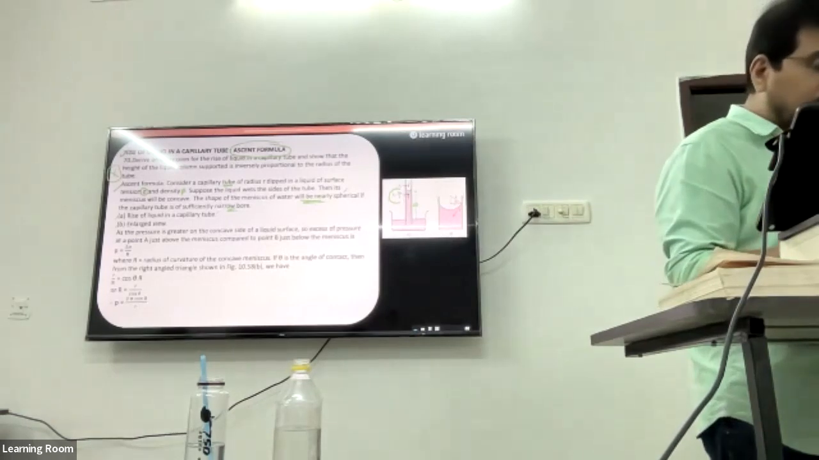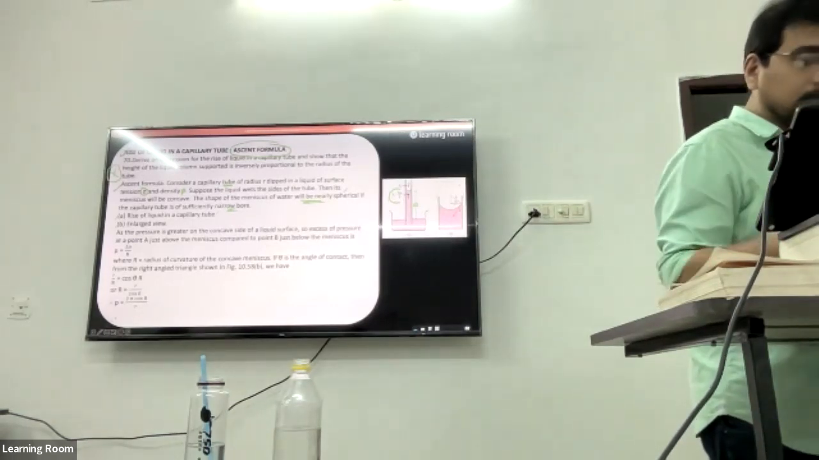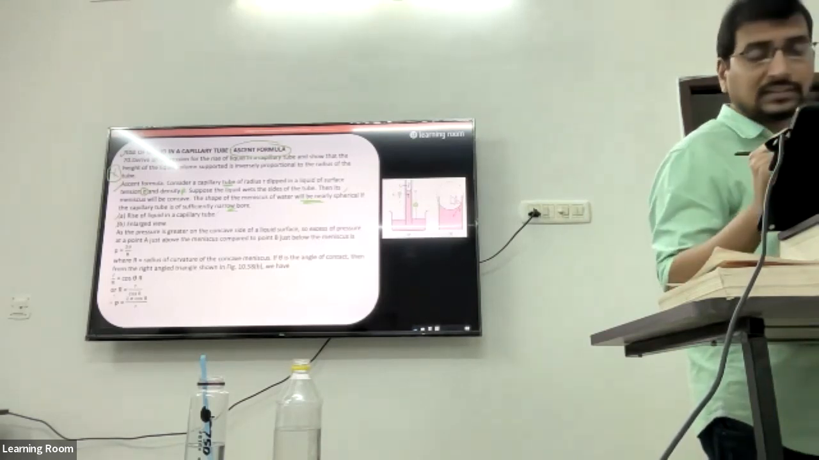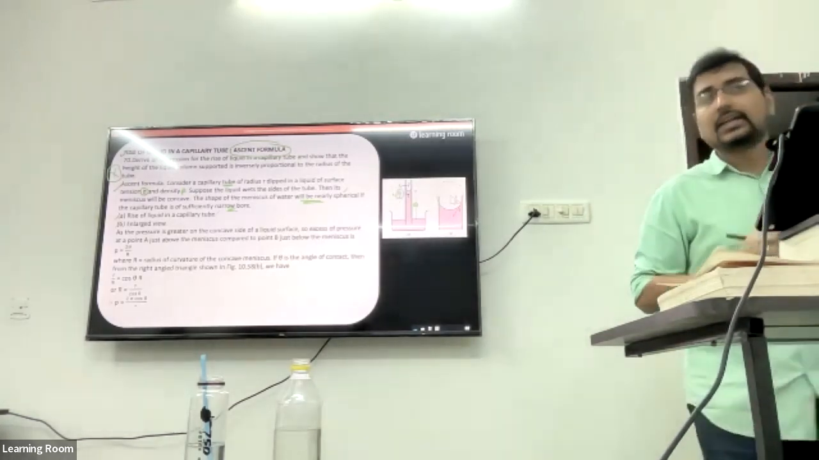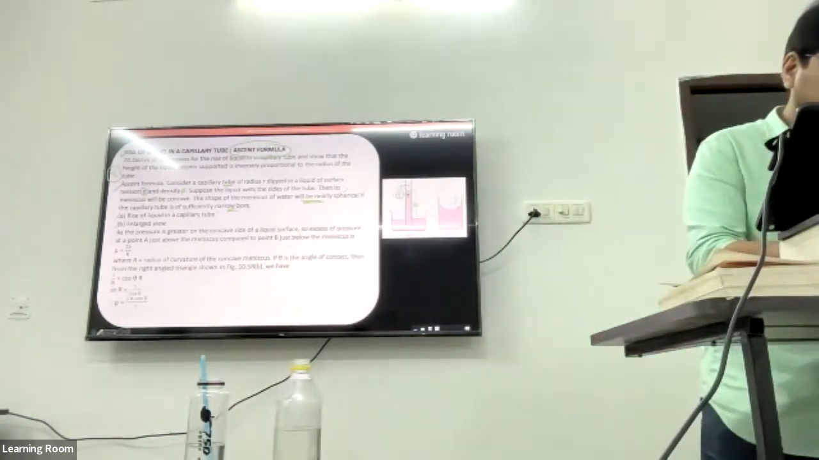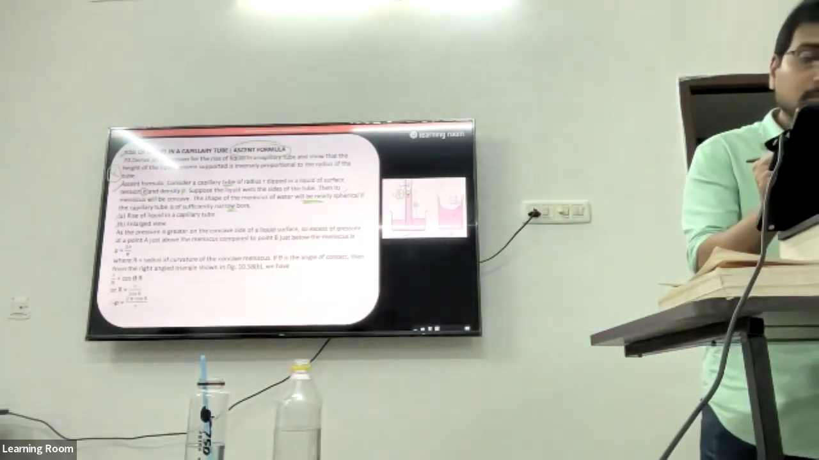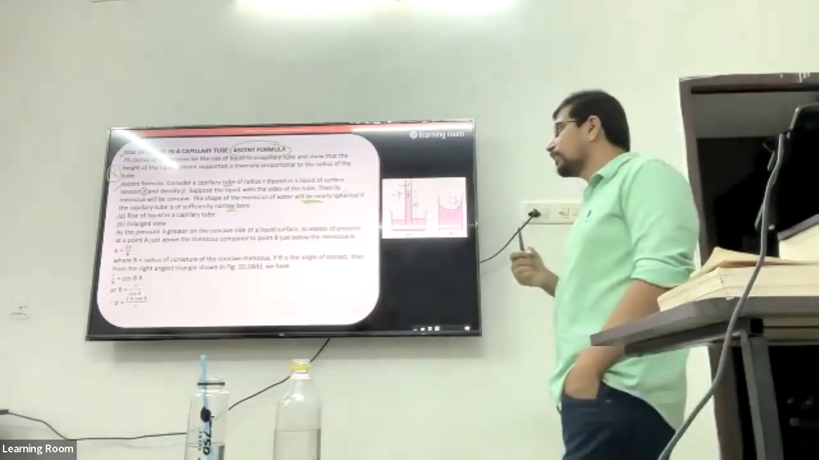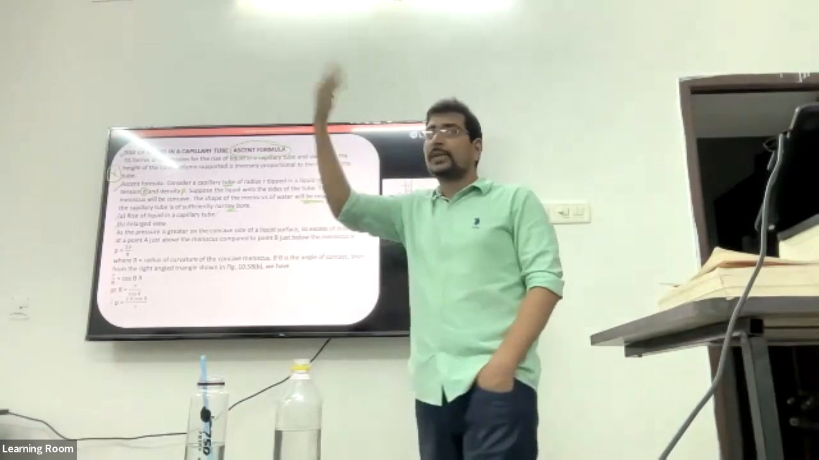It's given as 2T divided by R. So this we saw in the previous class. When I say this is an excess pressure, this is not an absolute pressure. This is excess with respect to the outside.